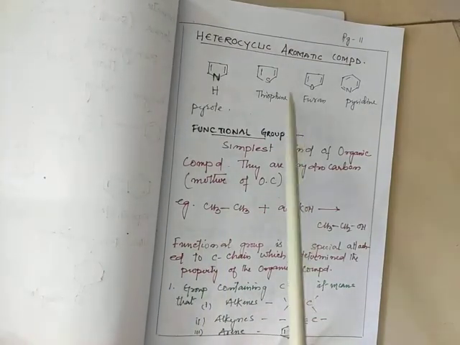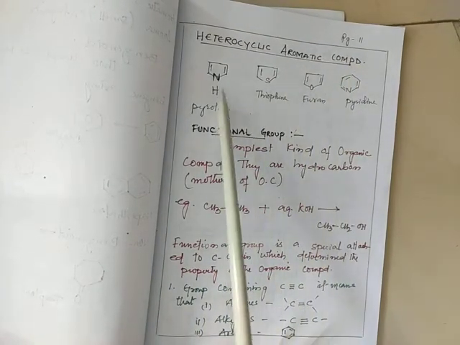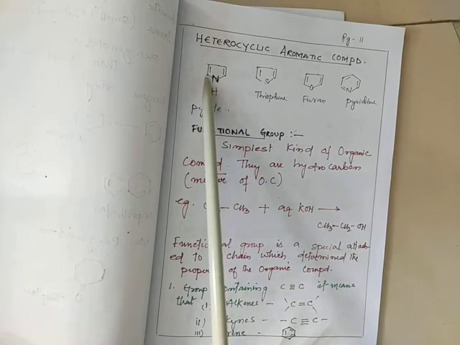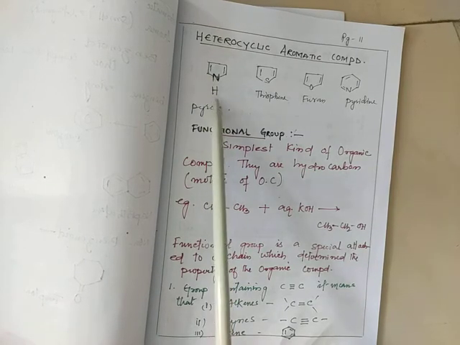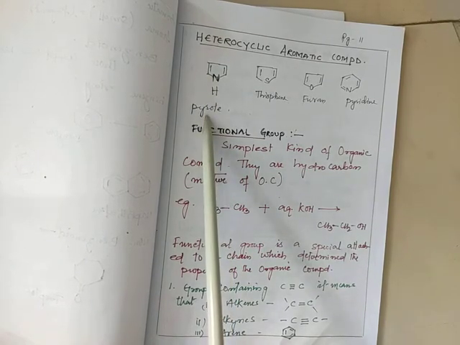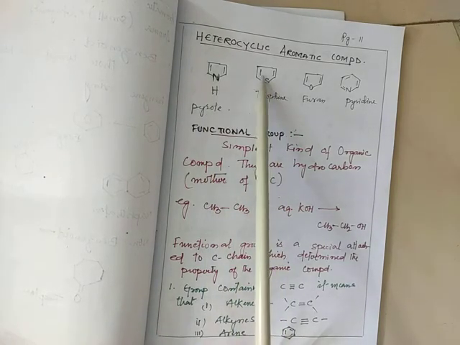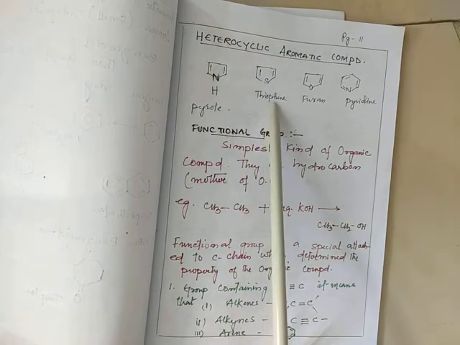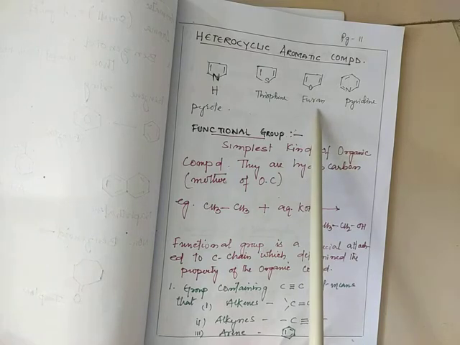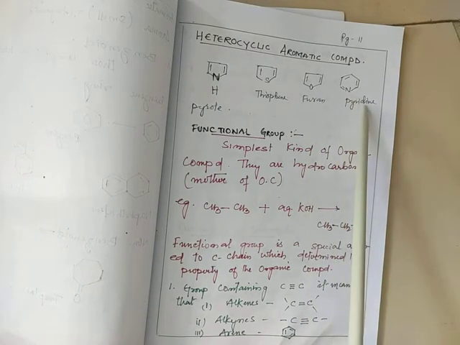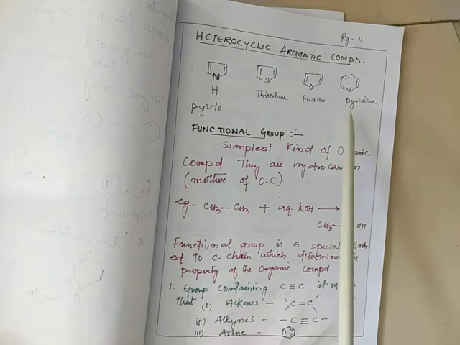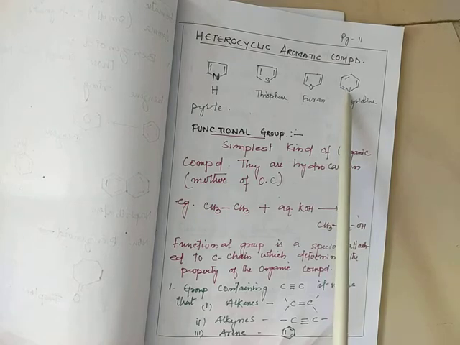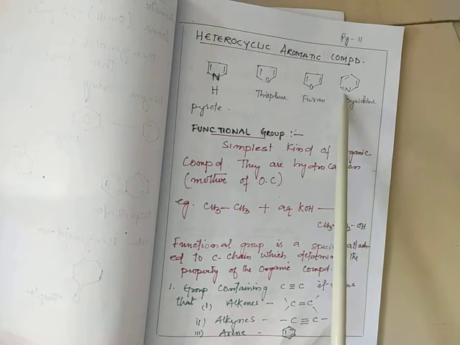Now heterocyclic aromatic compounds. Here how many carbons are there? 1, 2, 3, 4, 4 carbons linked with 1 nitrogen and hydrogen. This one we call pyrrole. And then here S is there with double bonds on the opposite side. This one we call thiophene, then with oxygen, furan, then pyridine. This one has 5 carbons, and then nitrogen.